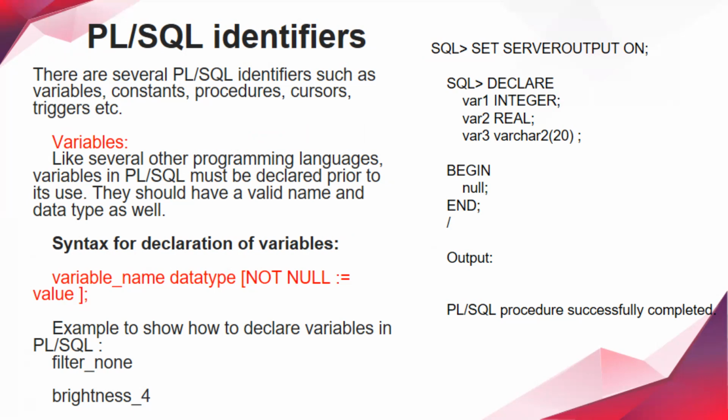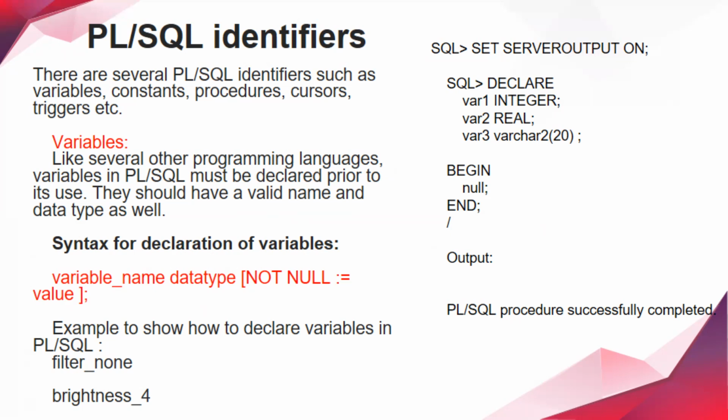Now, the identifier rules: in C or any programming language, you have rules for identifiers. The same is applicable for your SQL and PL/SQL variables too. You should not start with a digit. You should not give a space in your variable names. So here the examples are filter underscore none and brightness underscore 4.